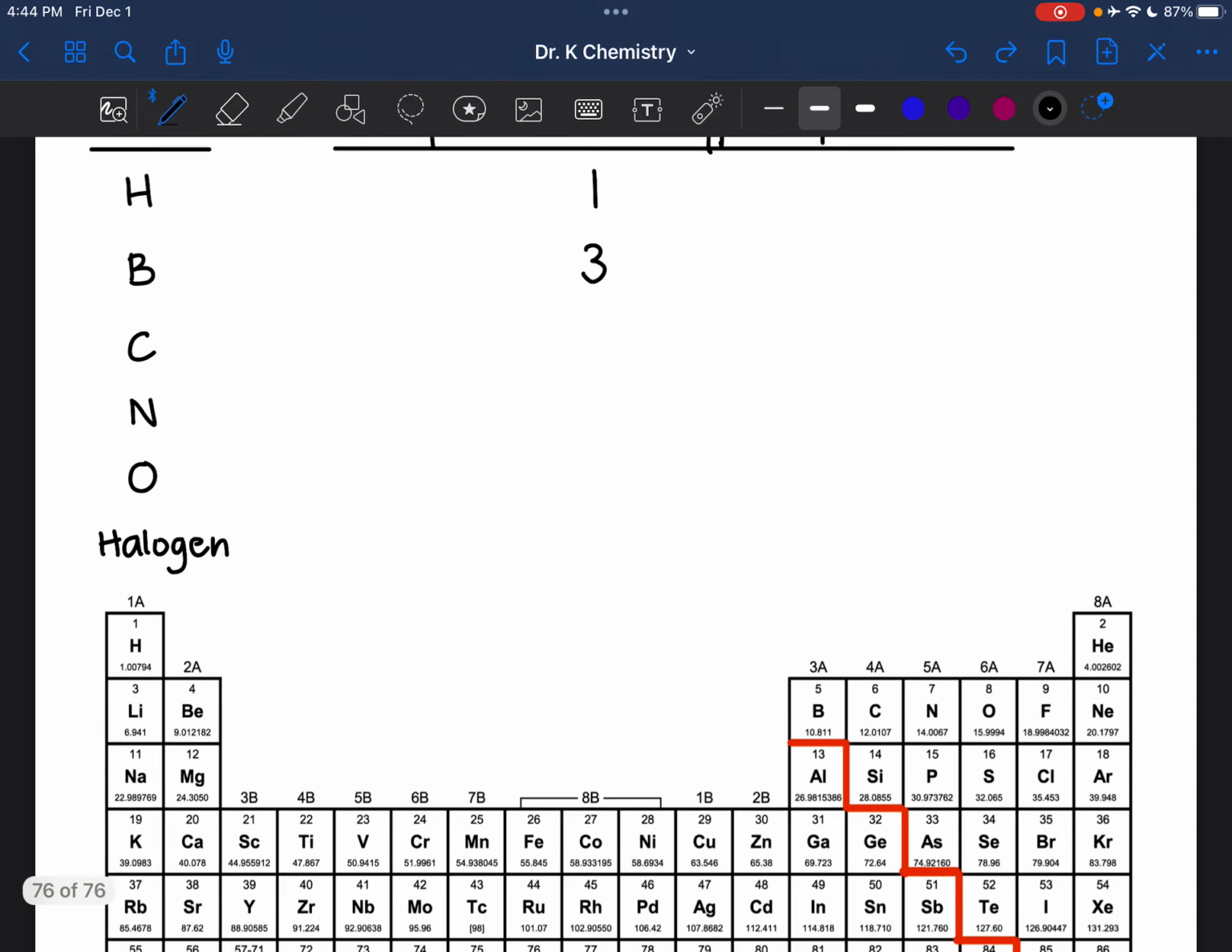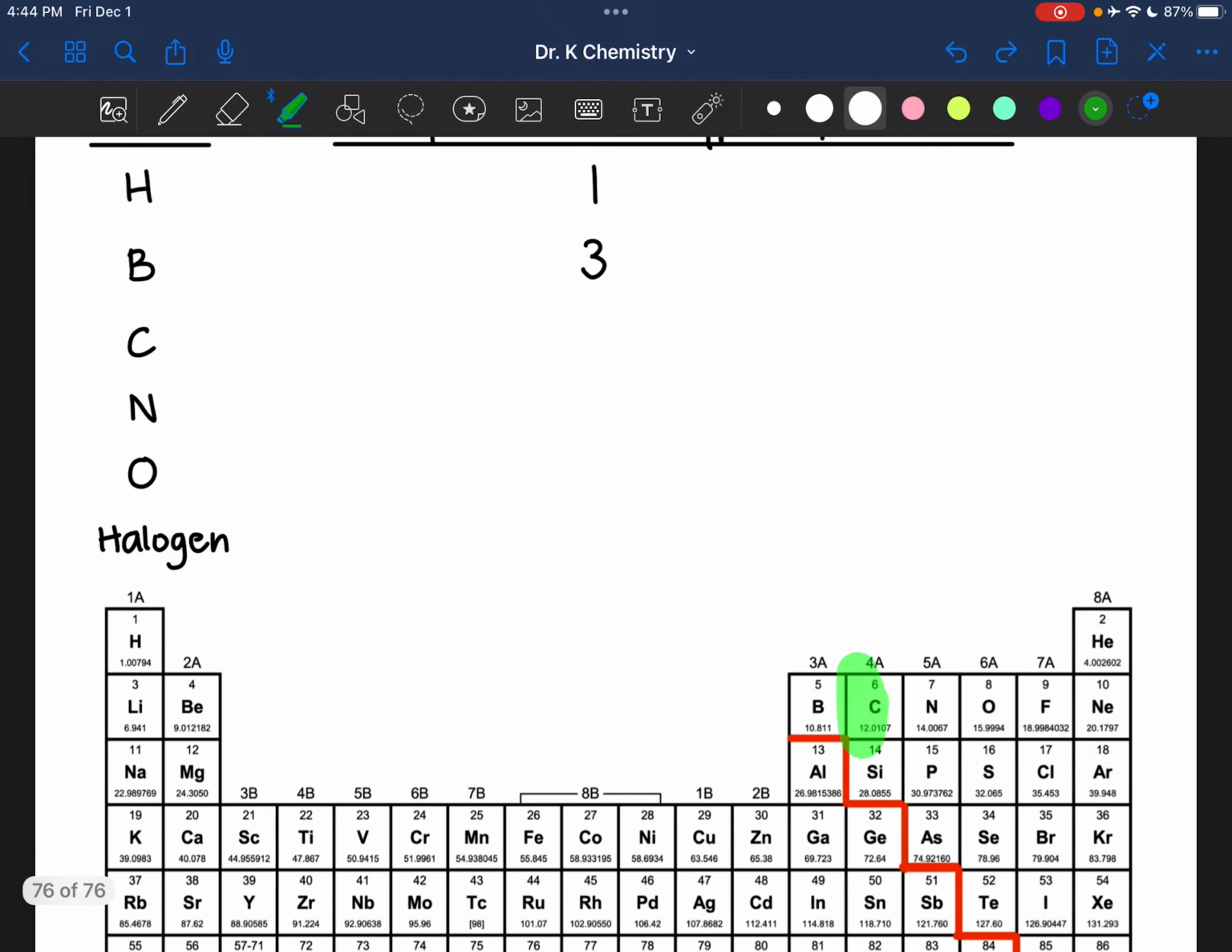So carbon wants to have 8 valence electrons. It is in group 4A, which means it has 4 valence electrons and needs to gain another 4 in order to complete an octet. So carbon will typically make 4 bonds. Nitrogen is in group 5A, so it has 5 valence electrons, and it needs to gain 3 in order to complete its octet, so it will make 3 bonds.